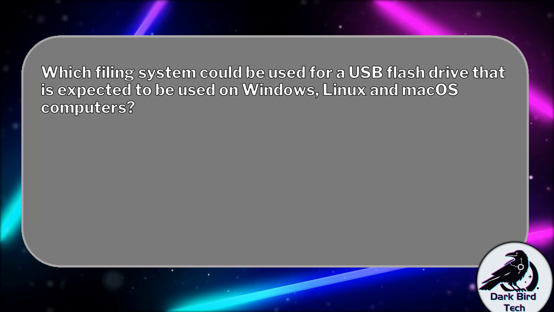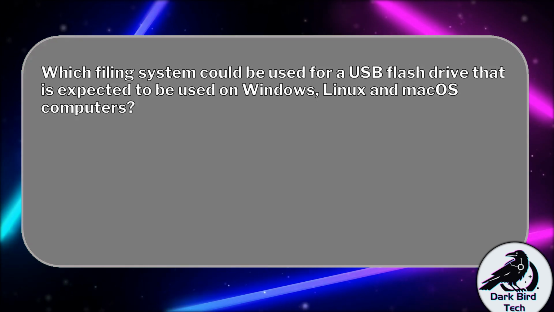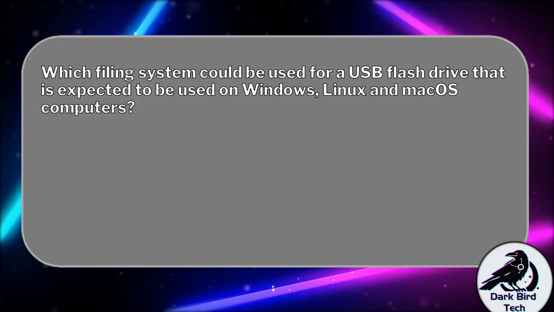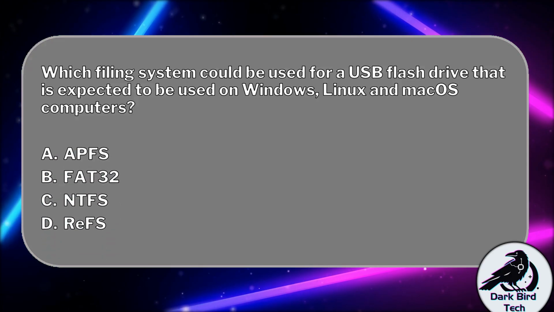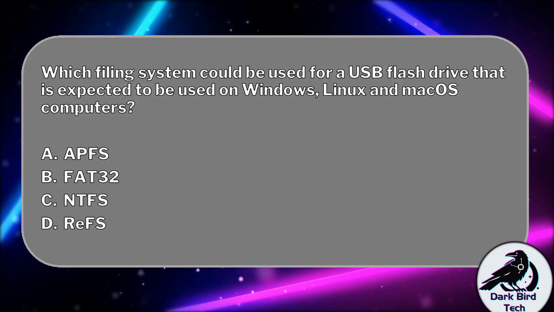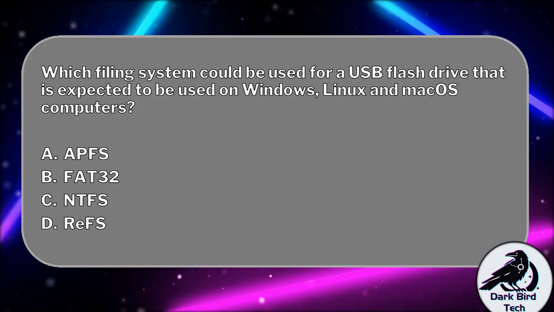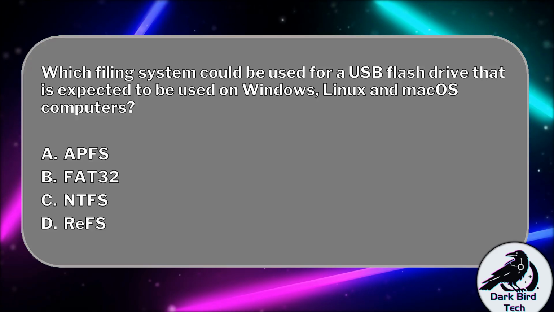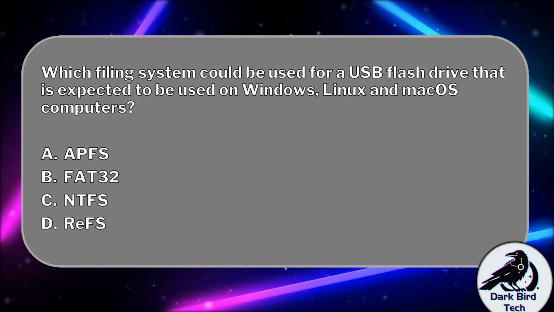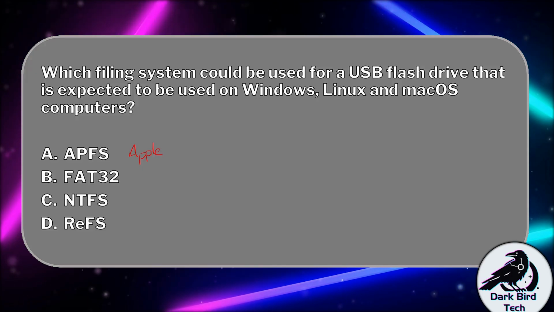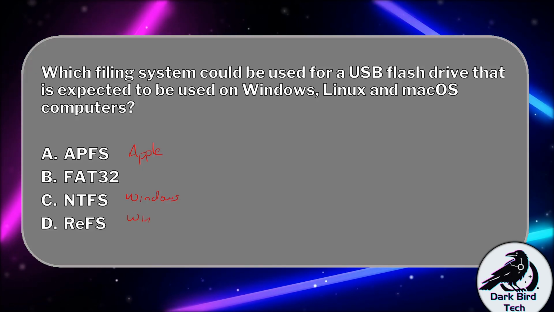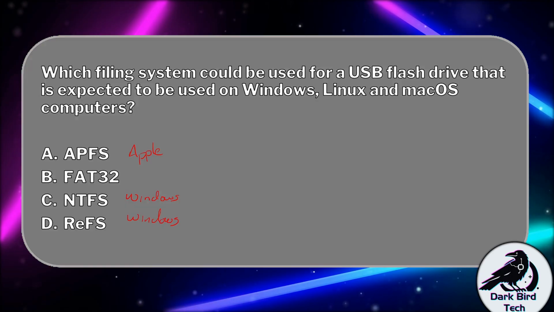Which filing system could be used for a USB flash drive that is expected to be used on Windows, Linux, and Mac OS computers? This should be interesting. So we've got APFS, we've got FAT32, we've got NTFS, and we've got REFS. So first of all, let's quickly make a note of which operating system these particular file systems are associated with.